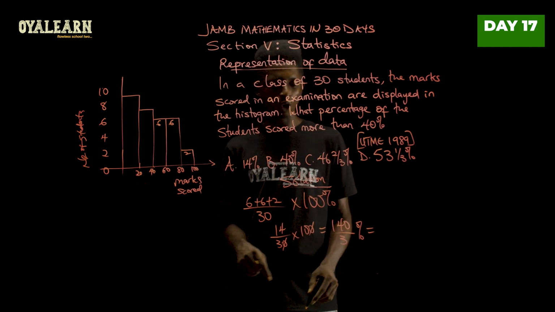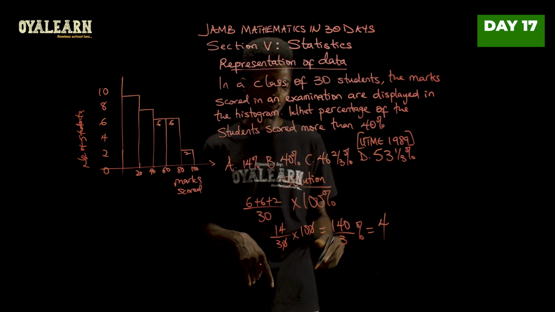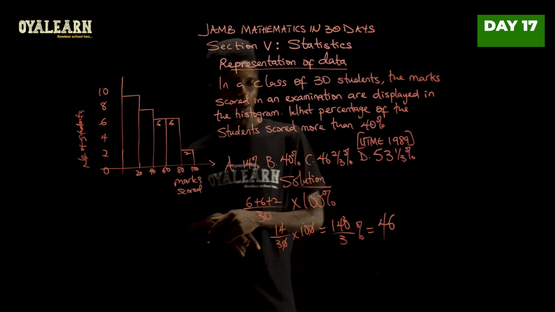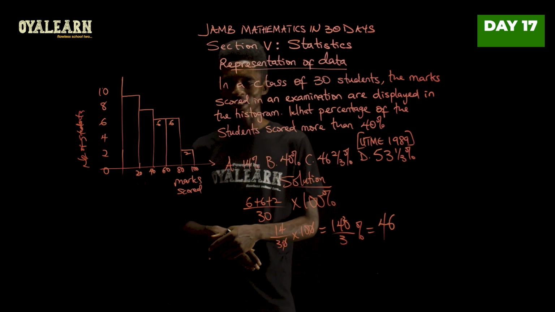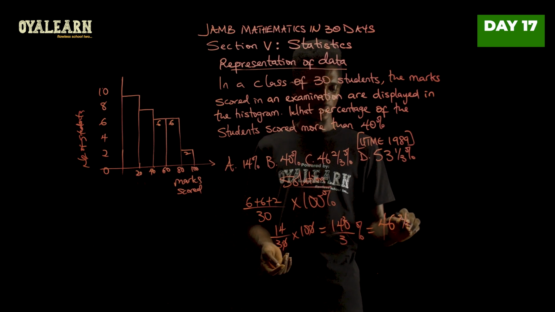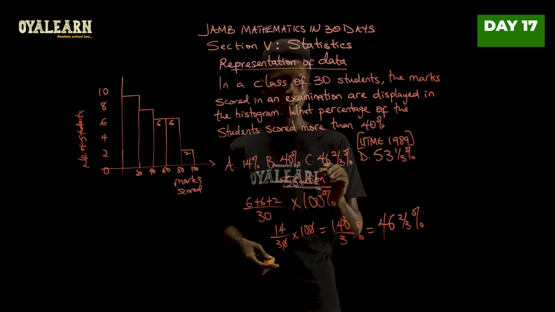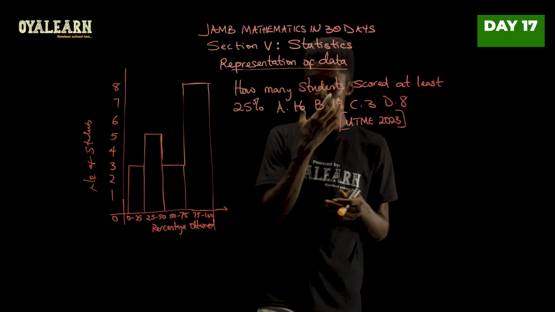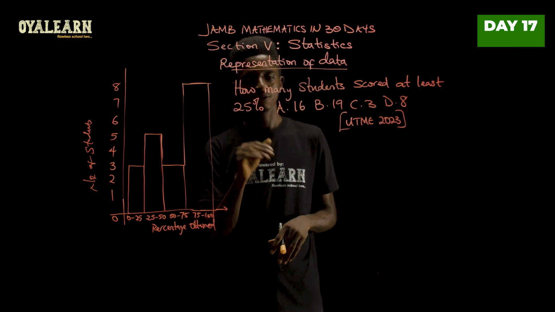Now 3 goes in 14 4 times, because 3 times 4 is 12. So we have a remainder of 2. Now 3 will go in 20 6 times. So now we have 46. Remainder 2, because 3 times 6 is 18, and 18 out of 20, we are left with 2. So 2 over 3. So 46 whole number, 2 over 3%. That gives us C.